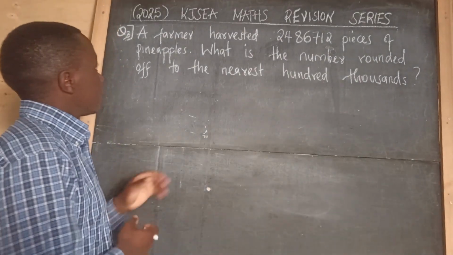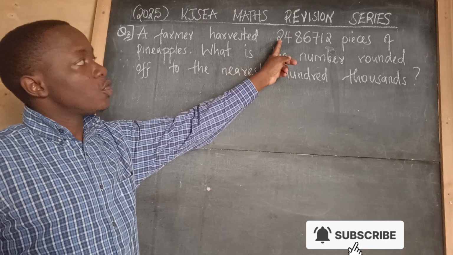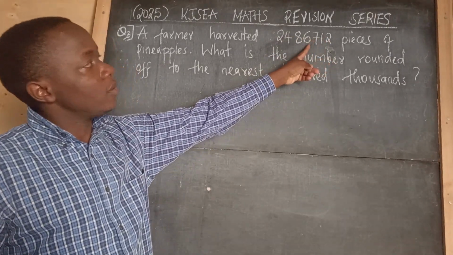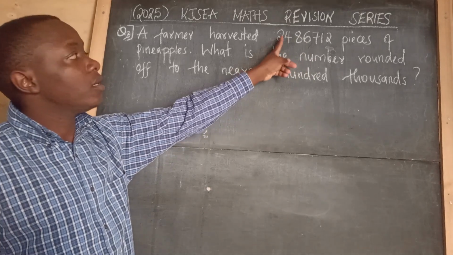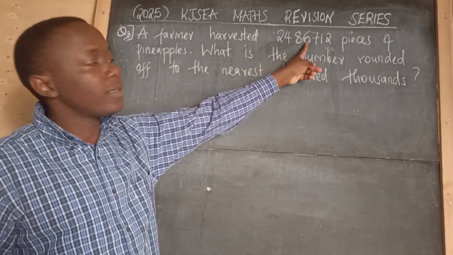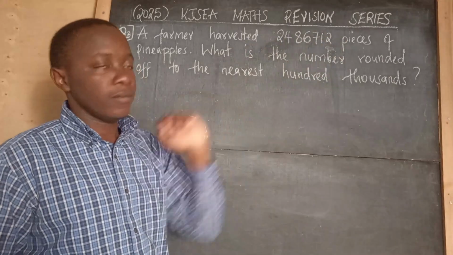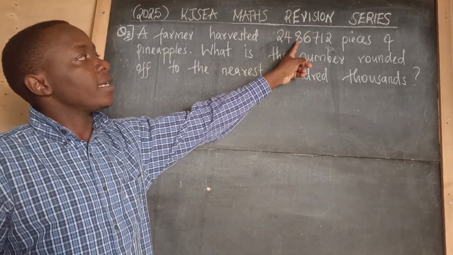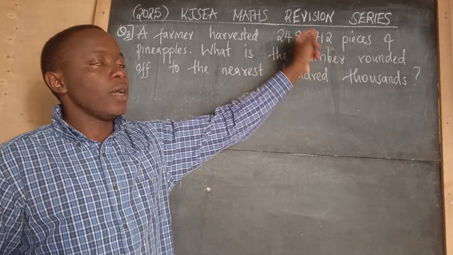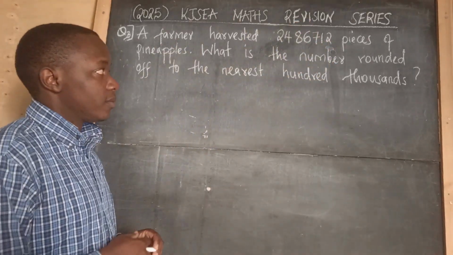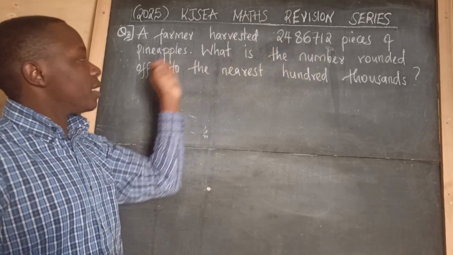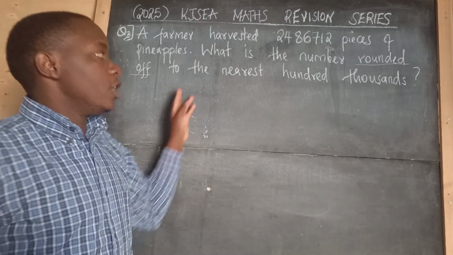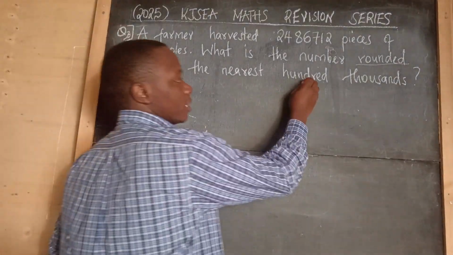Question 3. A farmer harvested 2,486,712 pieces of pineapples. What is the number rounded off? So I'll underline the keyword: rounded off to the nearest 100,000.